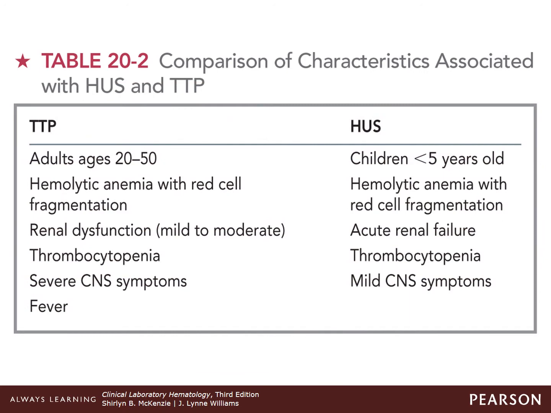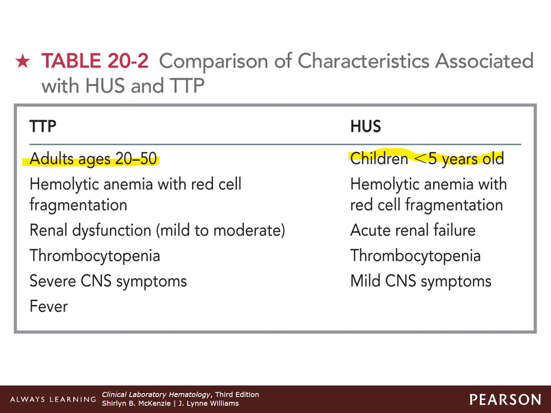Clinically, HUS and TTP often present similarly, so there are some characteristics associated with differentiating between the two. Let's discuss the most common things that are seen in both of these conditions. First, TTP usually involves young adults aged 20 to 50 years old, whereas HUS we usually see in children less than 5 years old.